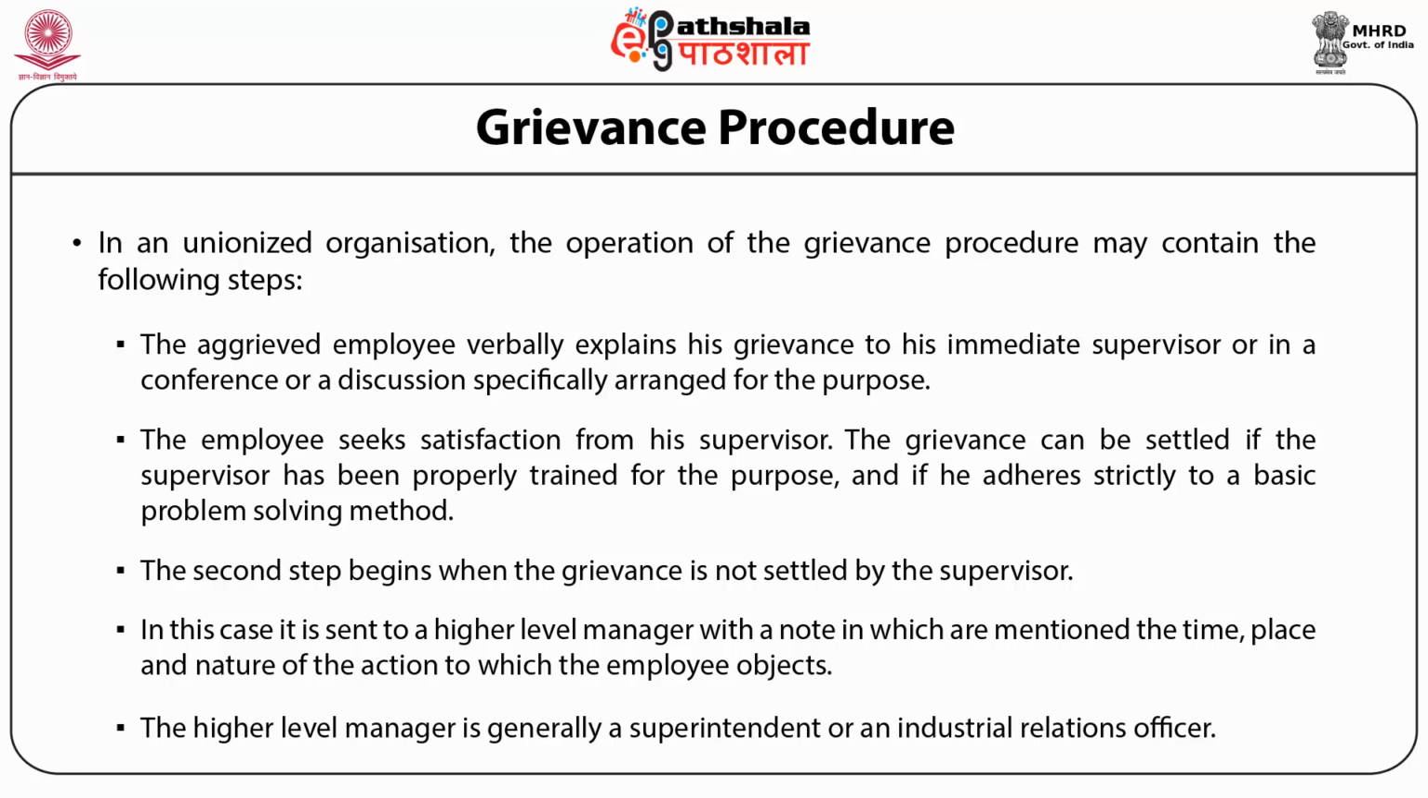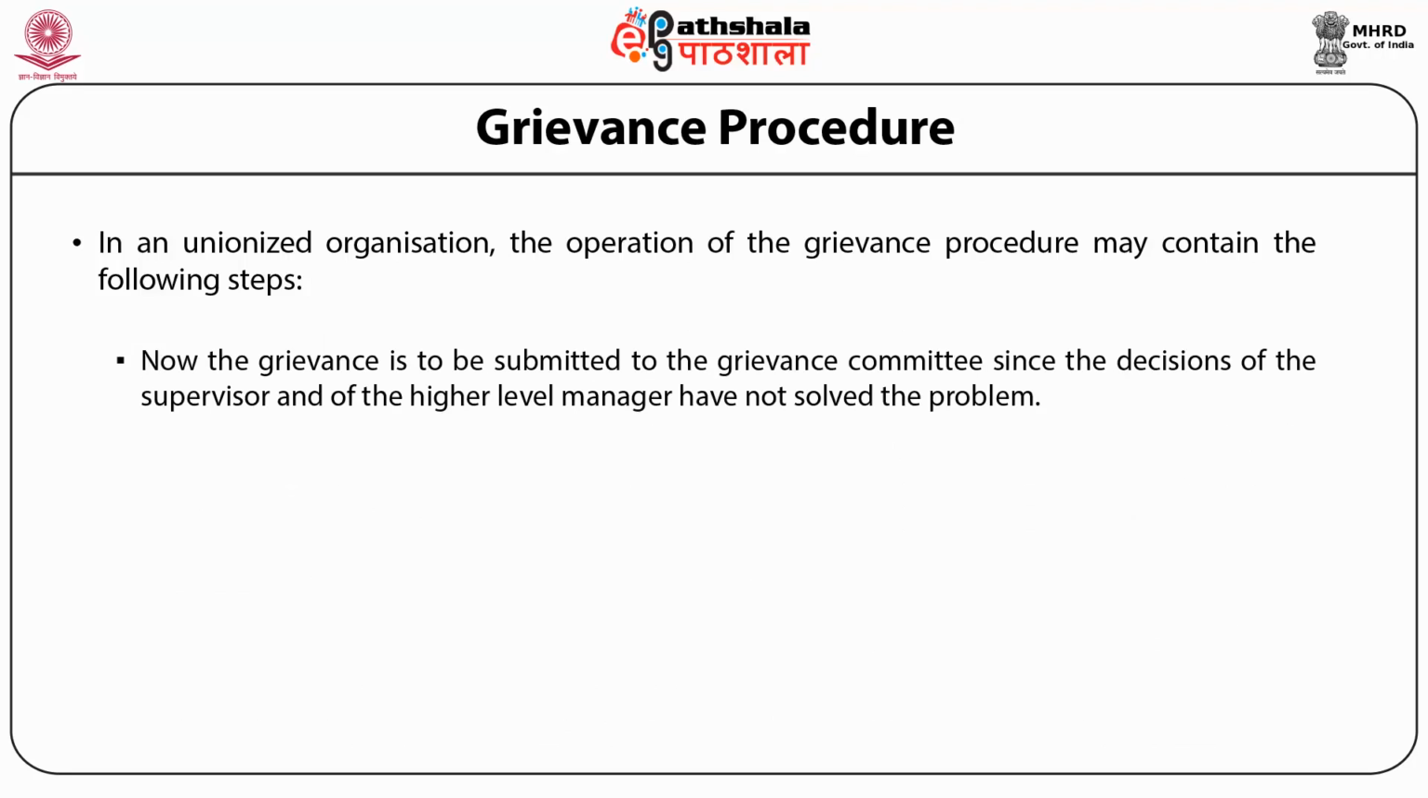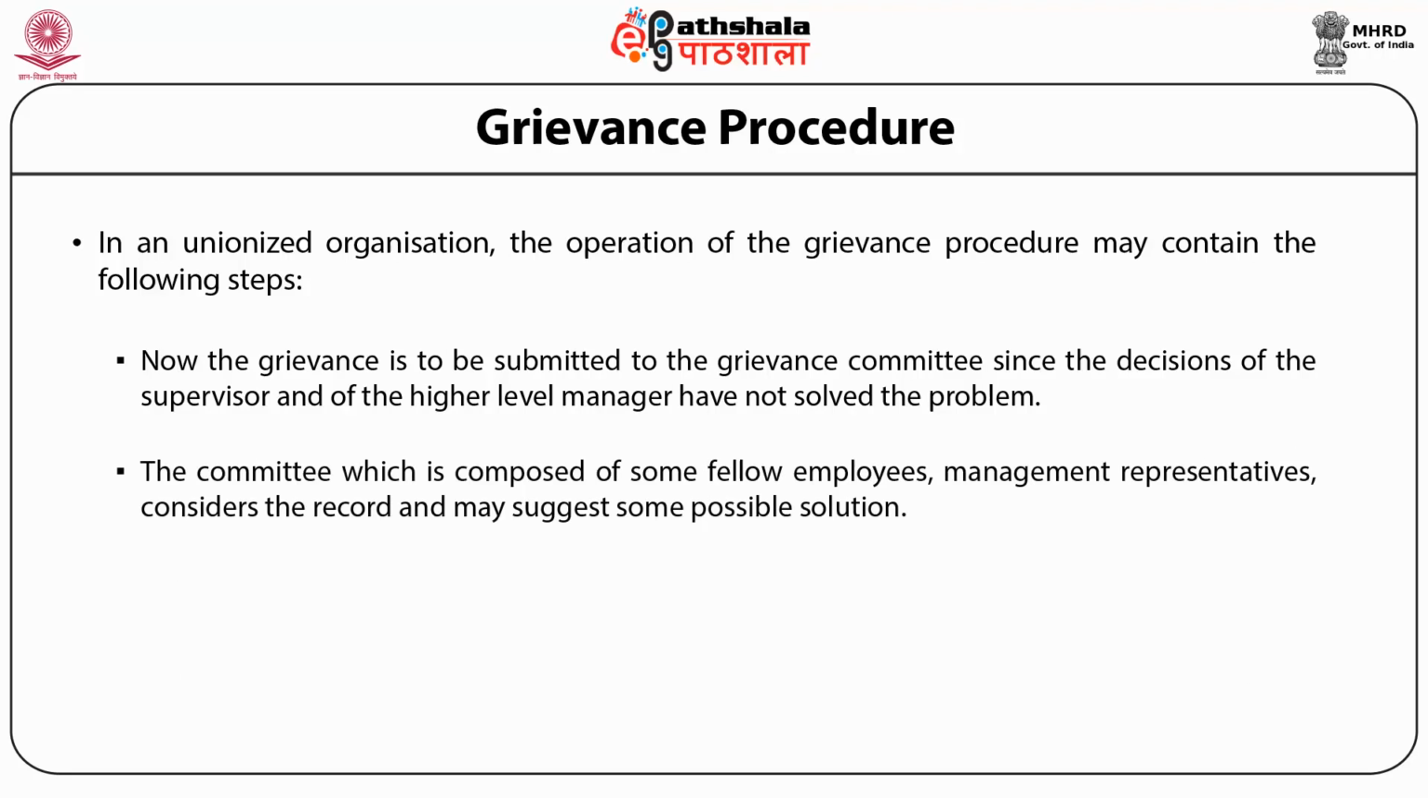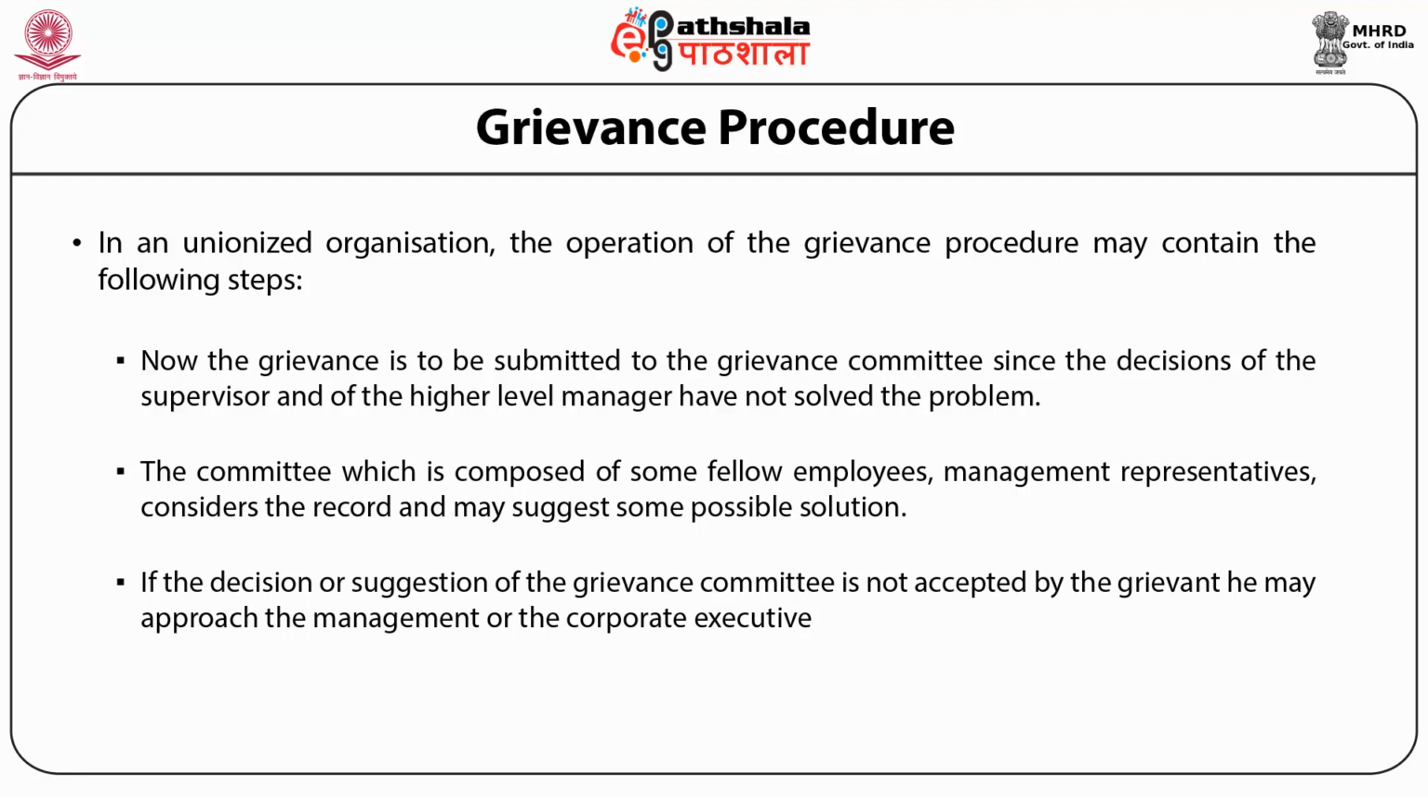After this, in the grievance procedure, the grievance is now submitted to the grievance committee since the decisions of the supervisor and of the higher level manager have not solved the problem. The committee, which is composed of some fellow employees and management representatives, considers the record and may suggest some possible solutions. Further continuing with the grievance procedure, if the decision or the suggestion of the grievance committee is not accepted by the grievant, he may approach the management or the corporate executive.